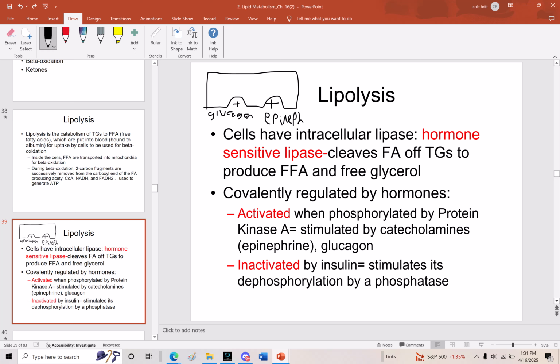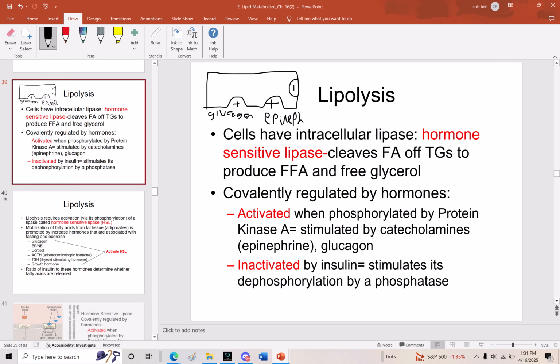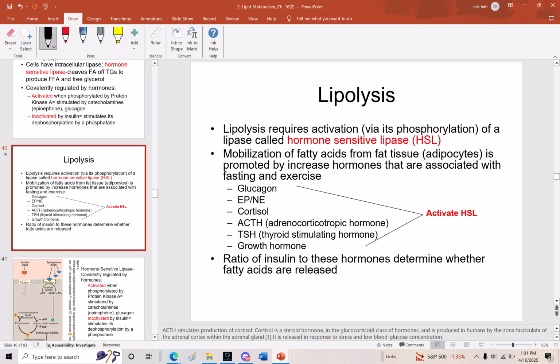And this is just a little bit more on the hormones. So again, hormone-sensitive lipase is activated. It's going to allow the mobilization of fatty acids. Mobilization means they're being freed for use. So for the mobilization of fatty acids from fatty tissue, adipocytes, these hormones are going to activate hormone-sensitive lipase. The ones I do want you to know are glucagon, epinephrine, norepinephrine, and cortisol.